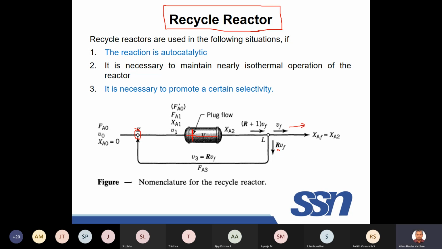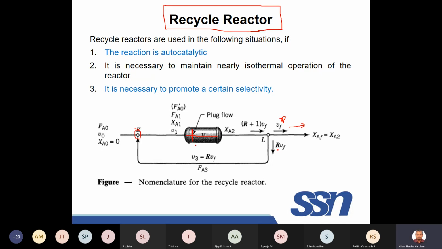So what will happen if R is 0? R is 0 in the sense the recycle is not there. So this fraction is 0. The entire inlet is the entire outlet for the plug flow. So when there is a plug flow, the recycle is 0. But now what will happen when R is infinite? When R is infinite, less fraction of it is going out here, and more fraction of it is almost recycled here. When R is infinite, though we assume there is no mixing in the plug flow, because of the recycle, this plug flow reactor converts to a CSTR.